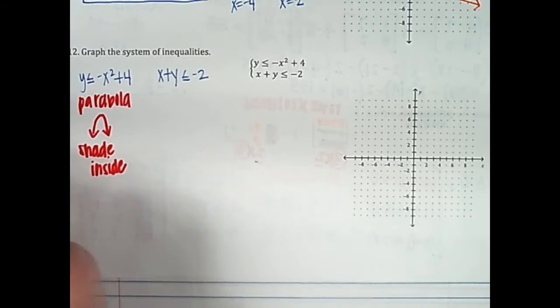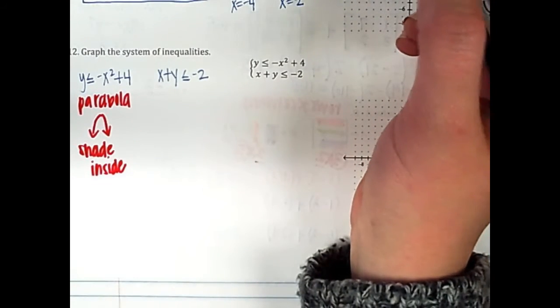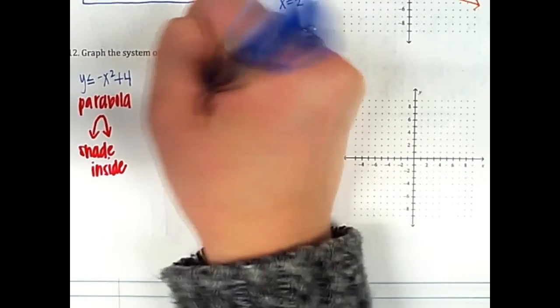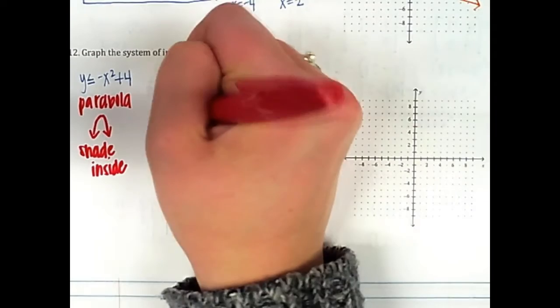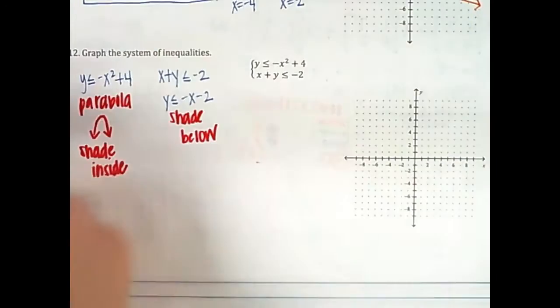And then my next one is a line. x plus y is less than negative 2. It's nothing squared, so that means I need to get it in y equals mx plus b form. So y is less than negative x minus 2. It's less than, so I'm going to shade below. And now I can graph.